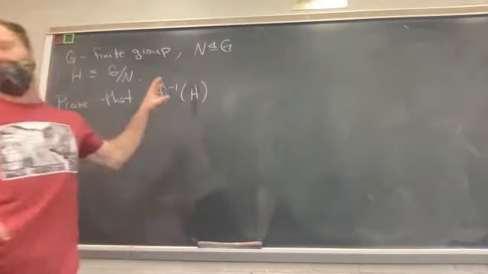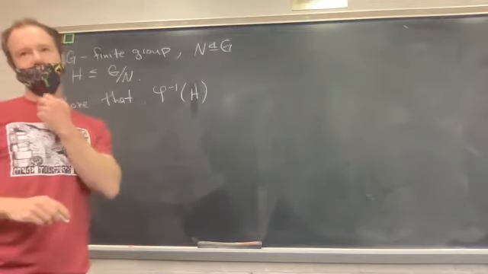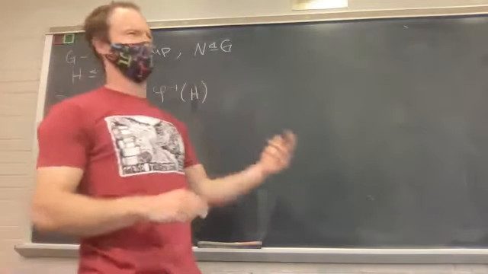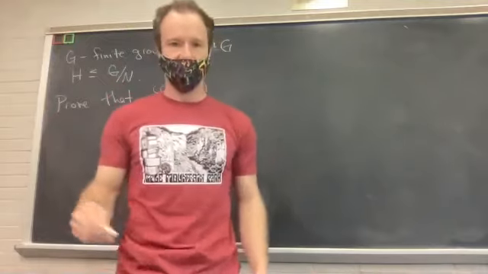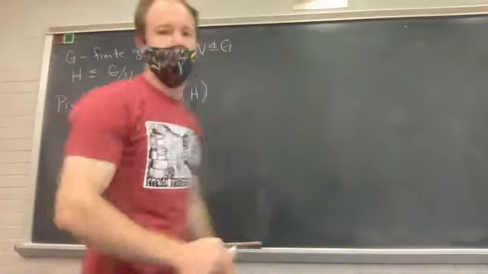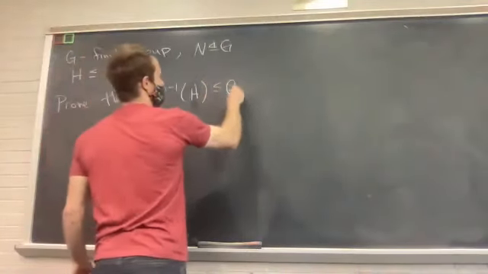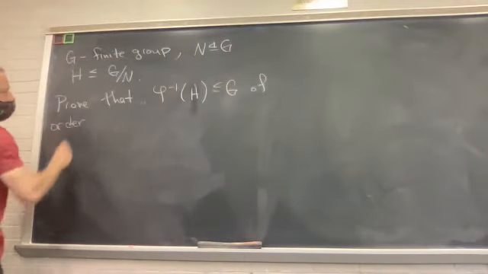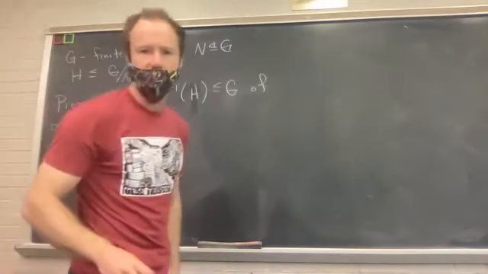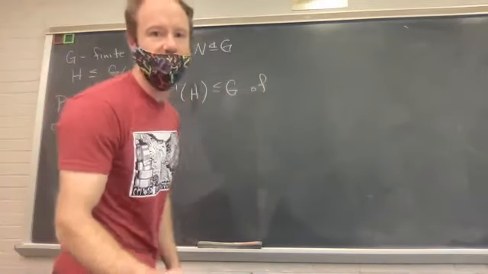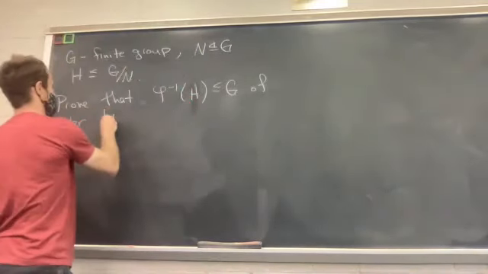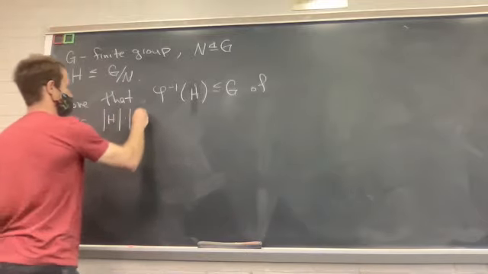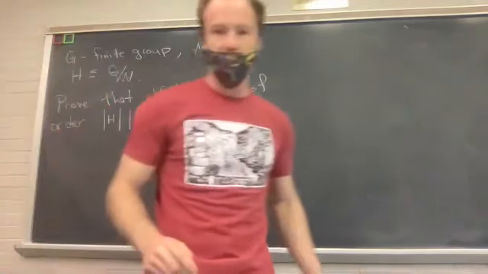So recall earlier we showed that the inverse image of a subgroup is a subgroup. We did that last time or the time before last. I don't remember exactly when. Is a subgroup of G of order, and we've got some order here. It's like order of H times order of N.